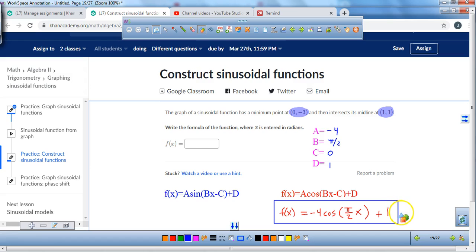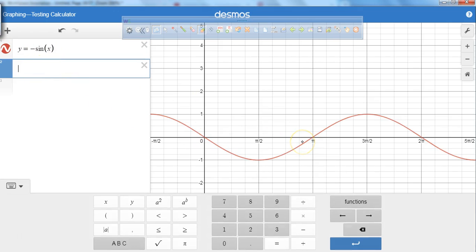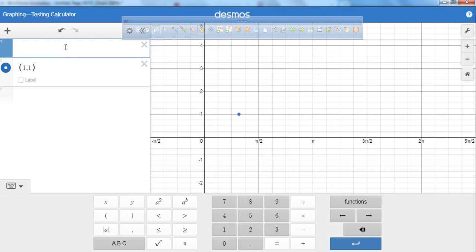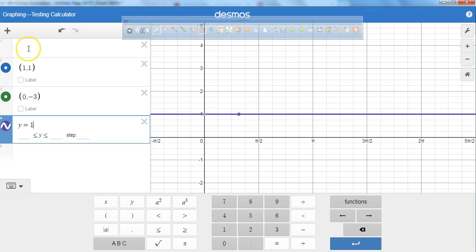And I'll type it in exactly as it appears. But we're going to type this into Desmos and make sure that you guys see that it goes through 0, -3, and 1, 1. So let me go to Desmos real quick. I'm going to type in our ordered pairs. We had a 1, 1. We had a 0, comma, -3, right there. All right, and then we had our midline. We said our midline was at y equals 1, right there.